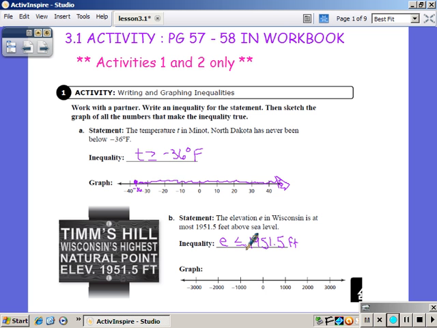To graph that, I'm almost at the 2000. Closed dot because I can use that 1951.5, less than or equal to. So numbers less than or equal to that value come to the left side. Again, any number within that shaded region, 0. 0 is less than or equal to 1951.5. Negative 2000 is less than that. So what we're saying is at most has to be less than or equal to that given value.